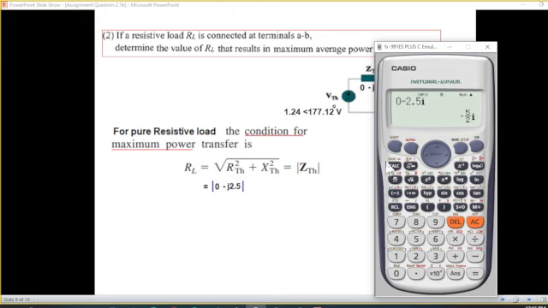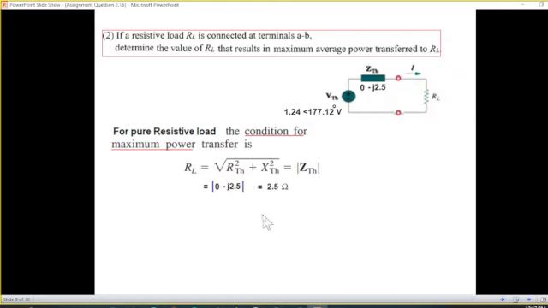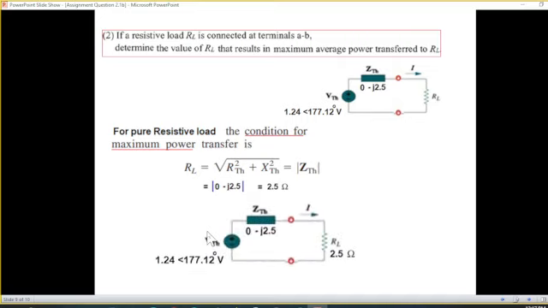We have to go into polar form or the complex form. So shift, complex, R theta 3, equal sign. So the value is 2.5 angle minus 90. So the magnitude is only 2.5. So the magnitude is 2.5 ohm. So this is the condition for part 2, and this will be our circuit now.